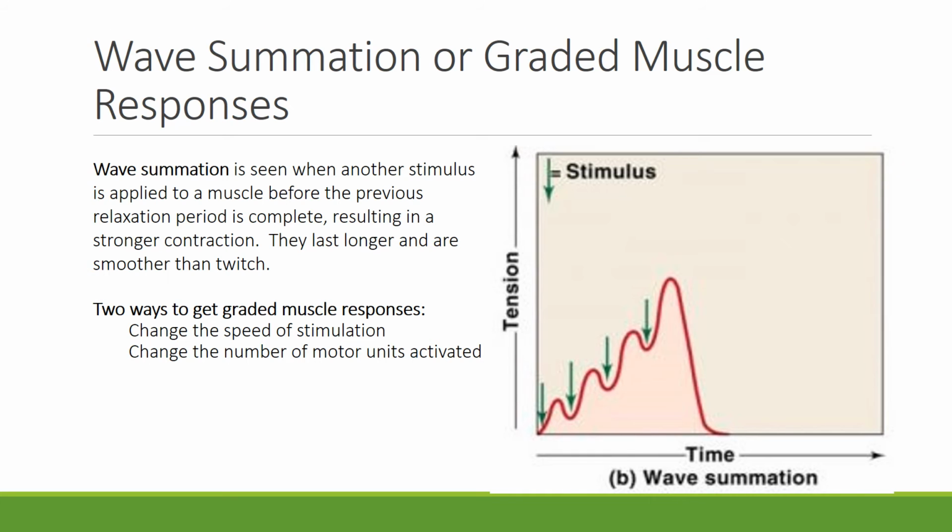There are two ways you can get graded muscle responses. One is to change the speed of stimulation, that is, increase it, make it faster. And the second is to change the number of motor units that are activated.